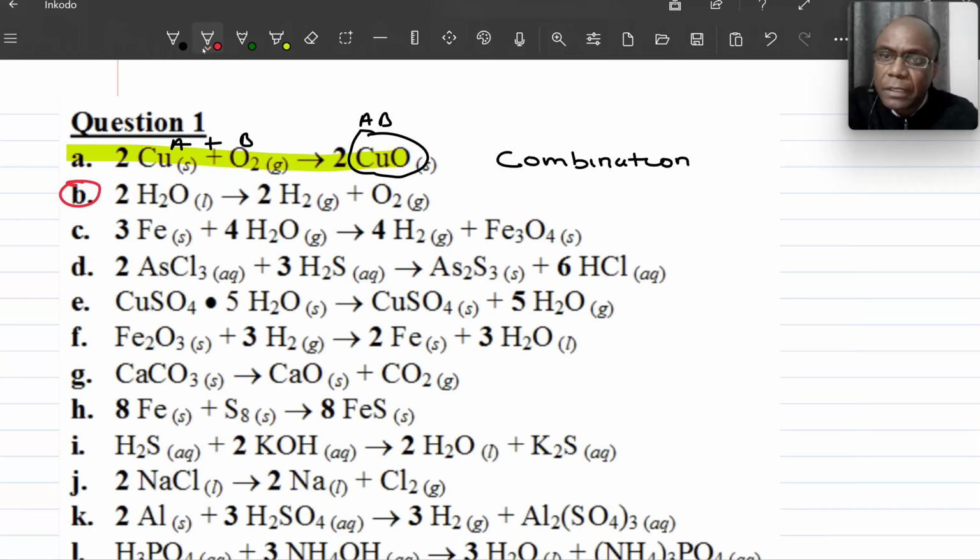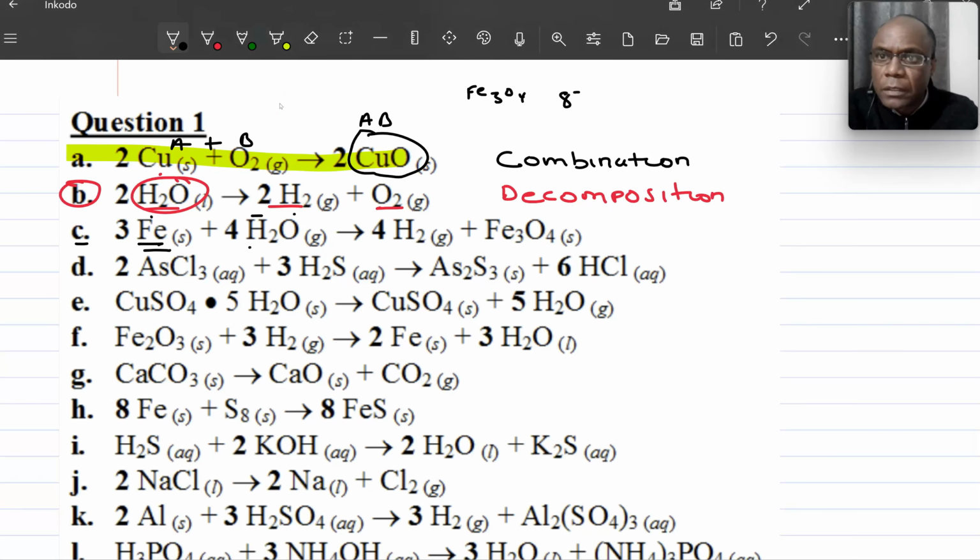We're on the second one. I have water splitting up to hydrogen gas and oxygen gas. So one reactant giving me 2 products. This is decomposition. That's decomposition.